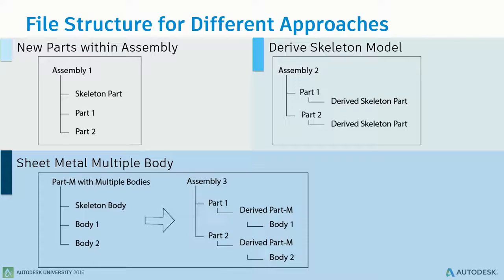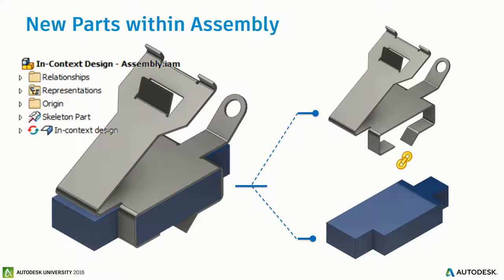And this is a multi-body workflow. From the flow it looks more complex than this one, but you can see the result: by comparing the file management, it has one file less than the other methods. So we go through them one by one. The first one is the parts within assembly.